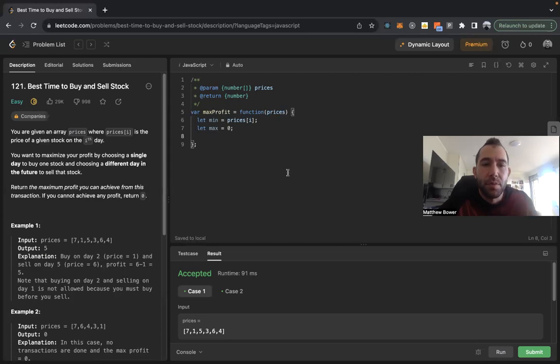Next, we're going to be looping through the prices array. And we're going to start at the 1 index, up to prices.length.